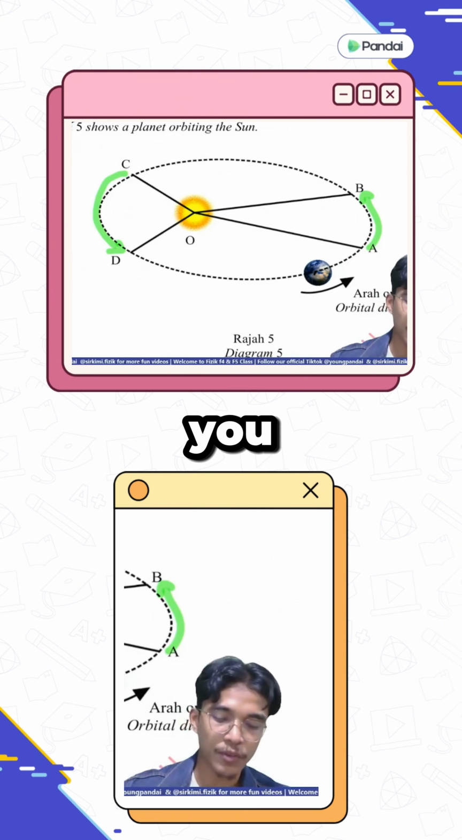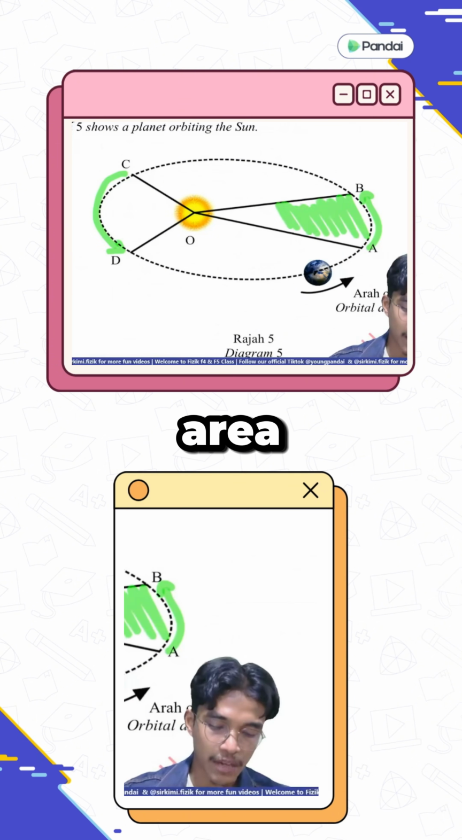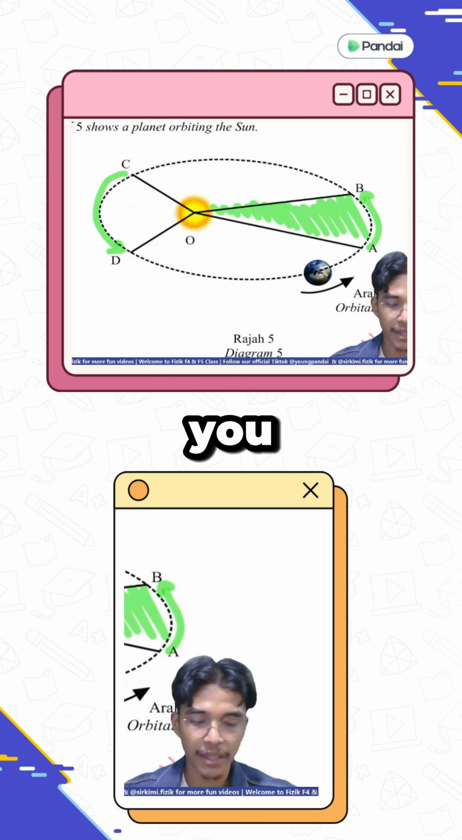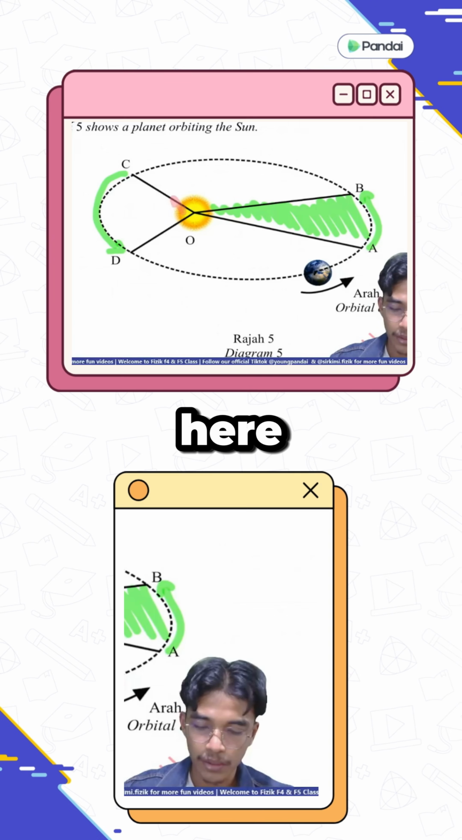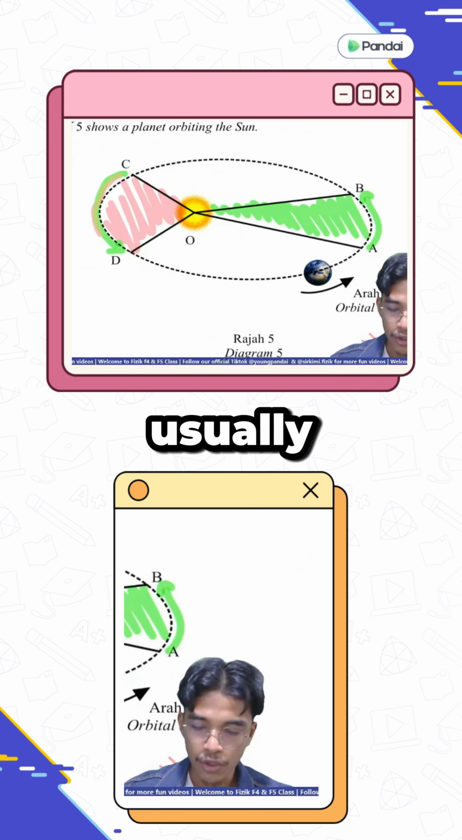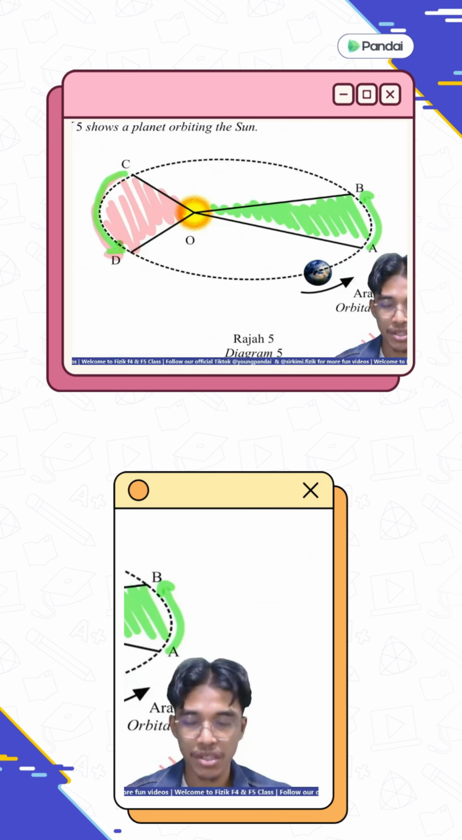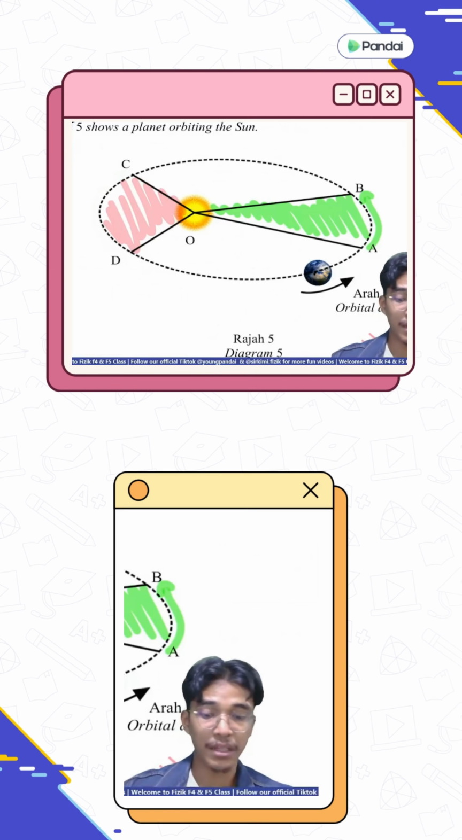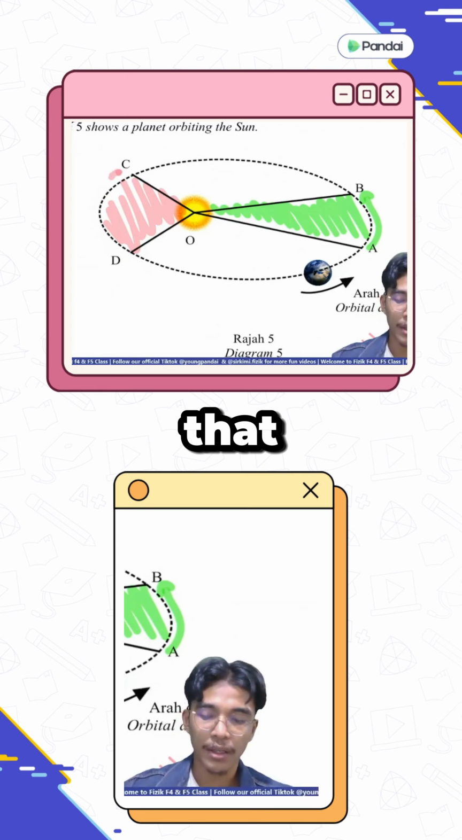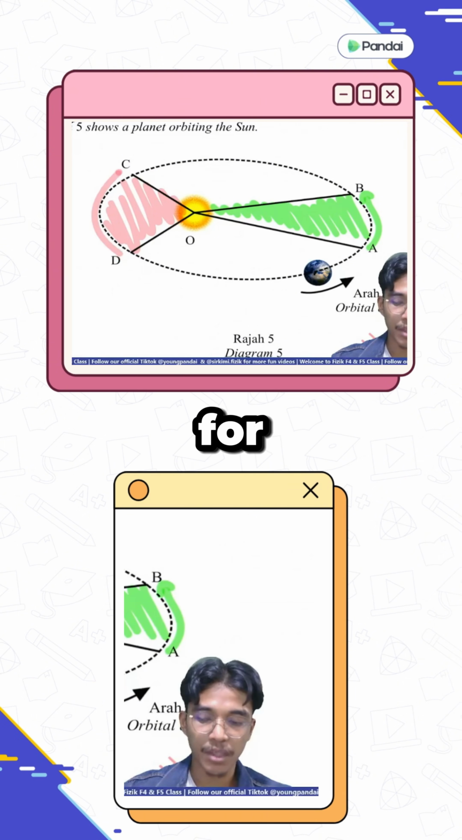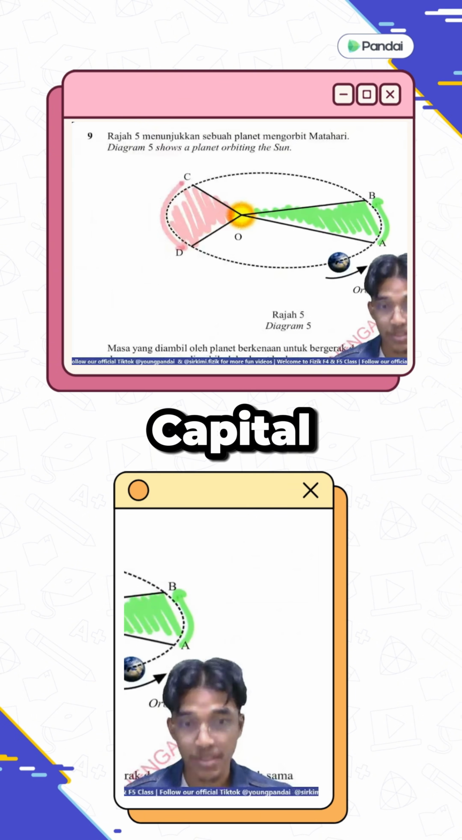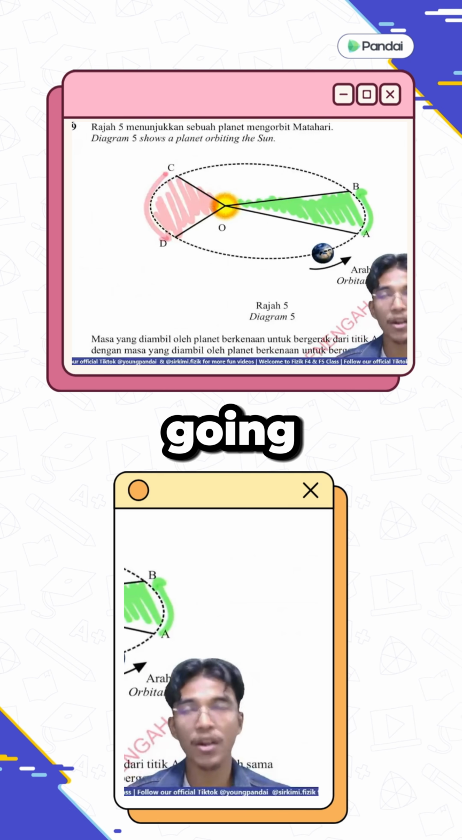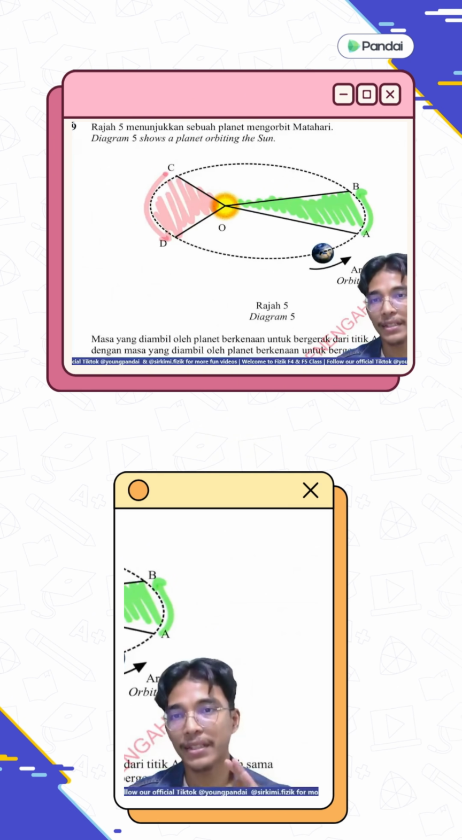Okay, so if you are looking at here, you have this area covered from here and then you have another area covered from here to here. So usually if you are looking at this picture, this kind of visualization will be describing one law that is discussed under the third chapter for Form 4, which is Kepler's law. Okay, so for this one, we are going to focus on the second Kepler's law.